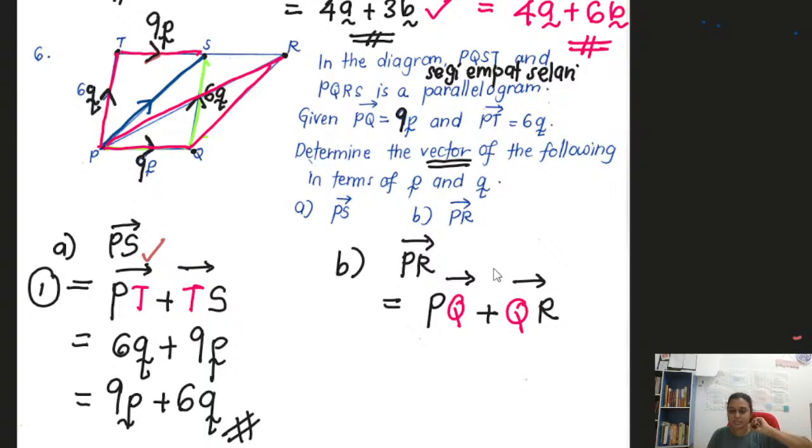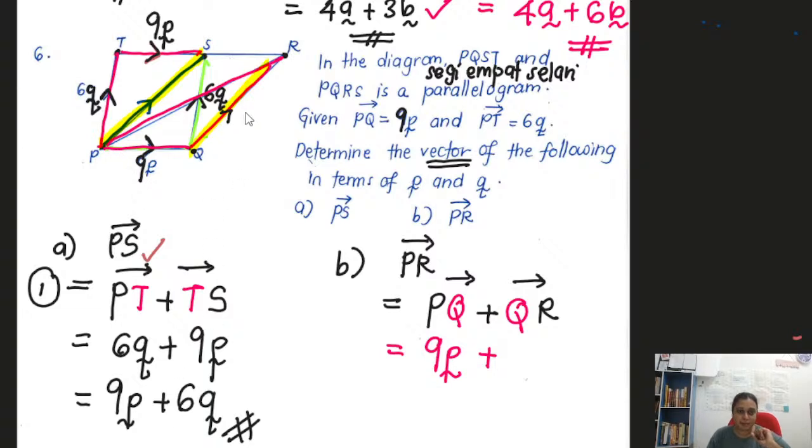Satu segitiga. Okay. P kepada Q, what is PQ? PQ is 9P. Okay, done. What is QR? Macam mana nak cari QR? How to find QR? What can we do? Actually, if you all realize, kalau student boleh nampak, QR is actually same with PS or not? QR dan PS sama tak? Because they are parallel. Okay, so QR sebenarnya sama dengan PS.